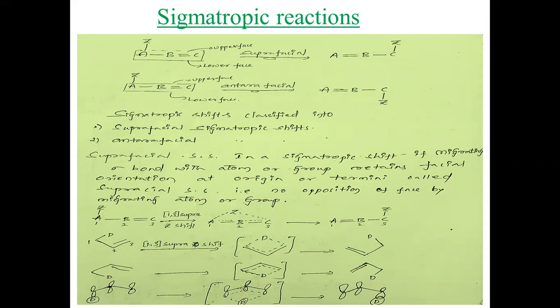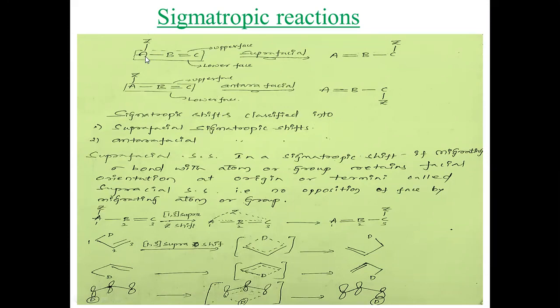Today I am going to discuss the continuation of sigmatropic reactions, that is, its stereochemical discussion. Sigmatropic reactions are classified into two types: suprafacial sigmatropic shifts and antarafacial sigmatropic shifts. What are suprafacial and antarafacial sigmatropic shifts? Let us see with some generalized example.